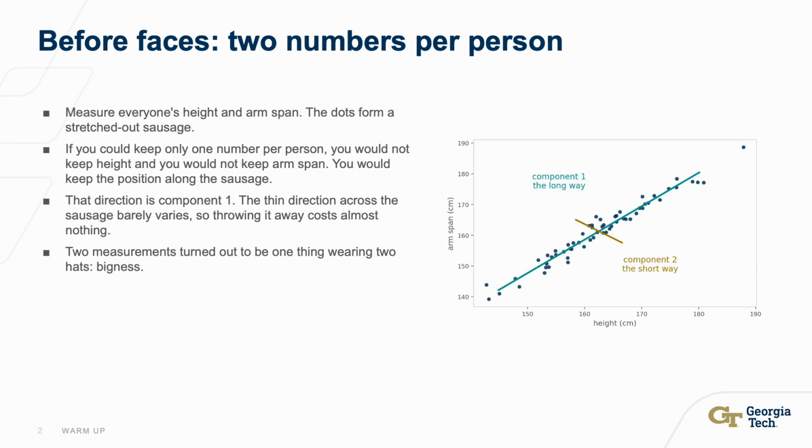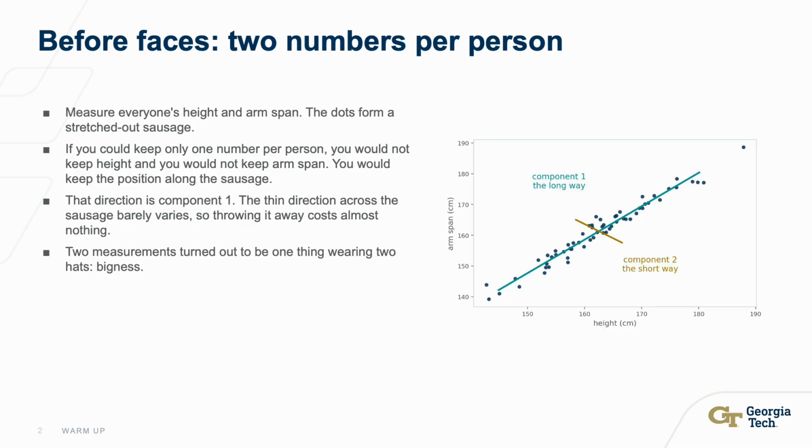Now, suppose you are allowed to keep only one number per person. You would not keep height and you would not keep arm span. You would keep the position along the length of the sausage, how big the person is overall. That single number tells you nearly everything, and the leftover direction across the sausage is so thin that discarding it almost costs nothing. That long direction is the first principal component.